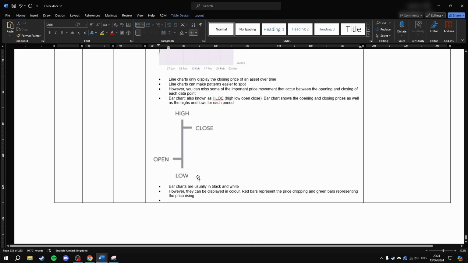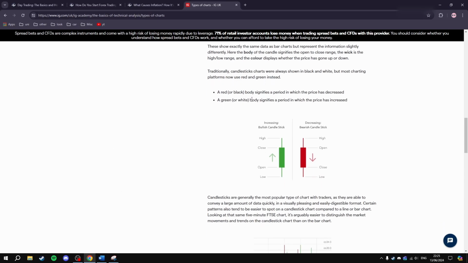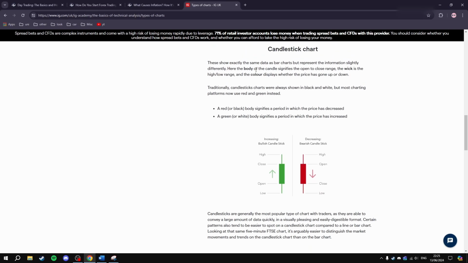Candlestick charts. These show exactly the same data as bar charts, but represent the information slightly differently. Here, the body of the candle signifies the open to close range, while the wick is the high-low range, and the colour displays whether the price has gone up or down. Traditionally, candlestick charts were always shown in black and white, but most charting platforms now use red and green instead.